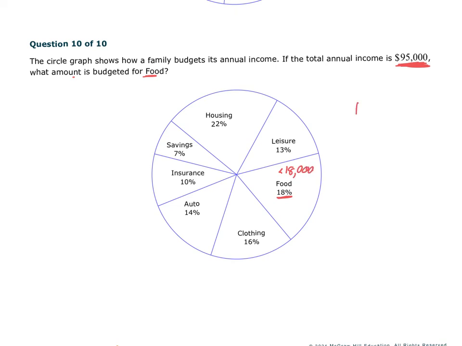We're going to figure out 18% of 95,000. Of means multiply. So we're going to figure out 18 hundredths of 95,000. The answer is, once you plug it into your calculator, you could also work it out, but it's $17,100. That is a little less than our original estimate of 18,000. All right, I'd like you to go do this work.